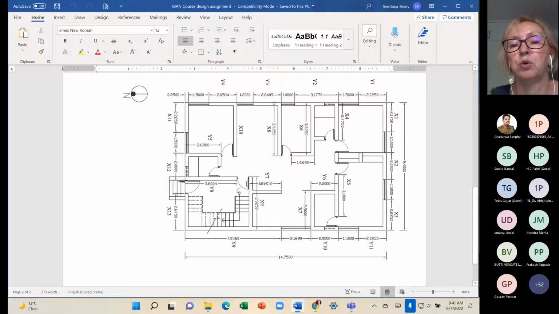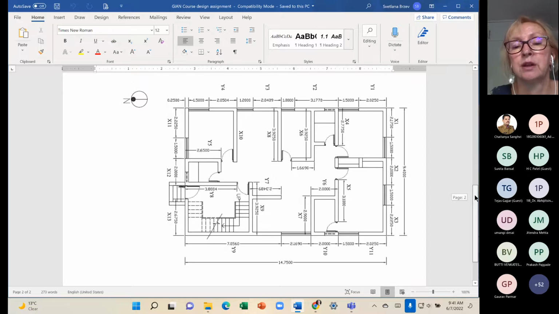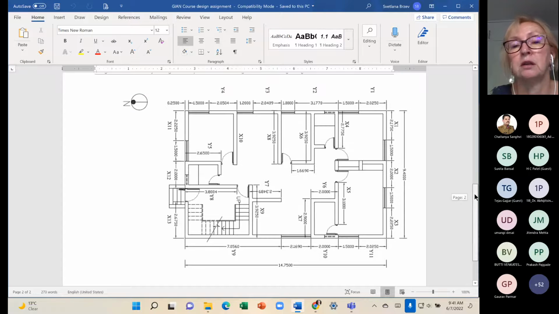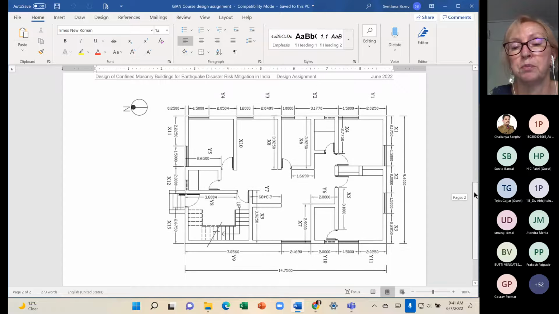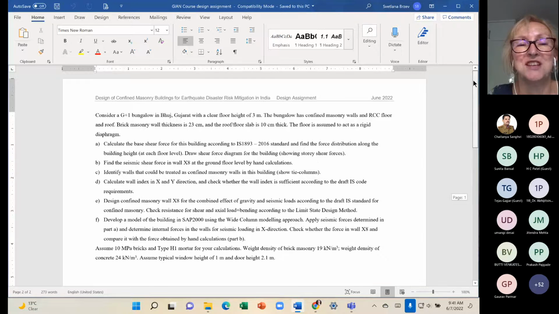So you have walls in both directions. They're intended to be confined masonry. It doesn't show any confining elements right now, so it's up to you. It will be part of your task to determine the locations of confining elements, but the lengths of the walls are given, and the dimensions of the plan and all that. So it is a G+1 bungalow, very common in Ahmedabad. I lived in a bungalow like that for some time in Chankeda when I was initially working at IIT Gandhinagar.